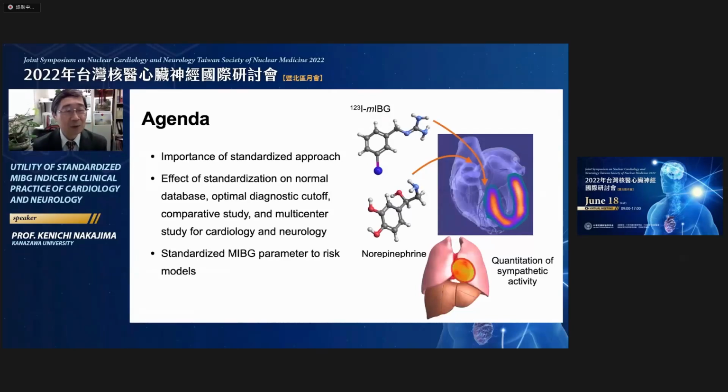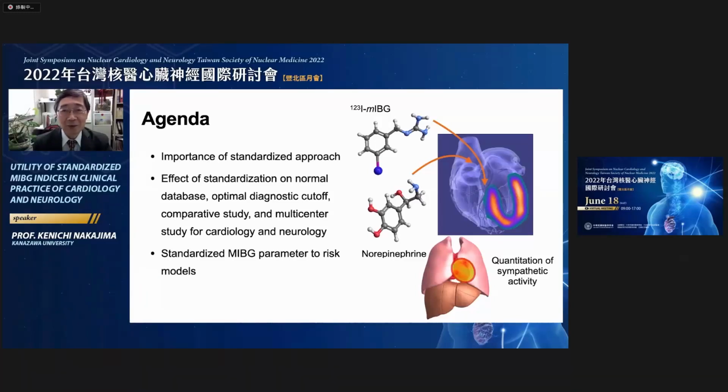Today I'm going to talk first about the importance of a standardized approach and the effect of standardization on normal database, optimal diagnostic cutoff, comparative or multi-center studies for cardiology and neurology, and finally, application of standardized MIBG parameters to risk models.